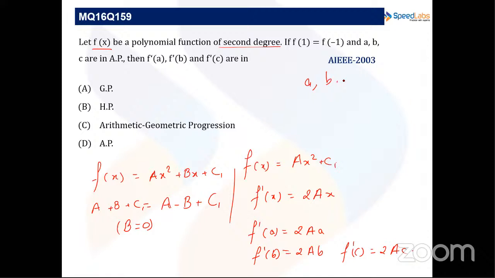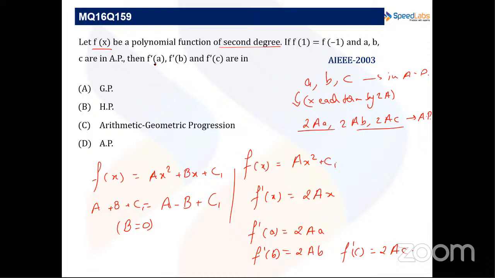Since A, B, C are in AP, and we know that if we multiply each term with the same value, then again the terms will be in AP. If we multiply each term by 2a, then the new sequence will be again AP. So 2aA, 2aB, and 2aC will be in AP. So from this, we can say that f dash A, f dash B, f dash C are also in AP.